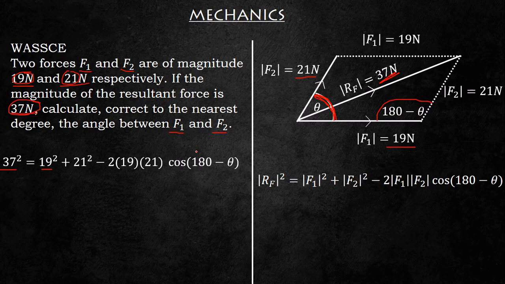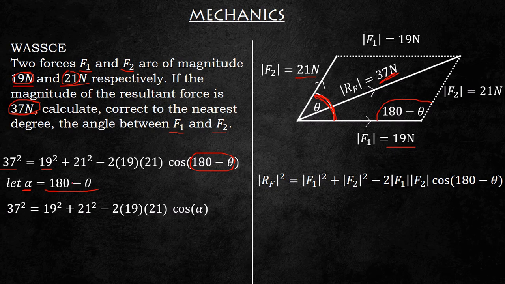What I'm going to do is represent this with another variable, maybe alpha. So I will let alpha be equal to 180 minus theta. Then I can rewrite what I have up here as: the resultant force squared is equal to force 1 squared plus force 2 squared minus 2 times force 1 times force 2 times the cos of alpha, where alpha is 180 minus theta. From here, our goal is to solve for alpha.